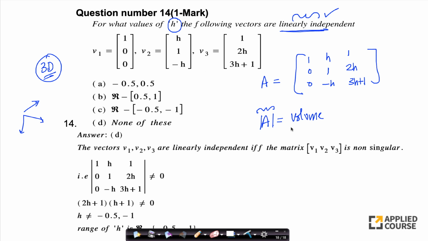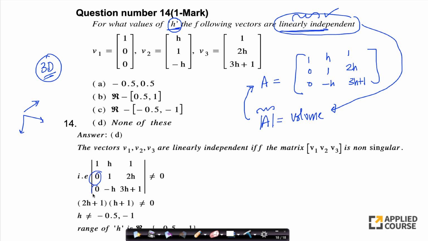And how can I compute the volume? By taking the det. Right? Very simple concept. So linear independence is connected to the volume, and volume itself is connected to the concept of determinant of this matrix which you're constructing. So I can write this as, because you want them to be linearly independent and we want to find the values of h which will make it linearly independent, I'll just construct this matrix with each of these as 3 columns, right? And this matrix should be non-singular, or in other words, the det of this matrix should not be equal to 0. Now let's try to simplify it.